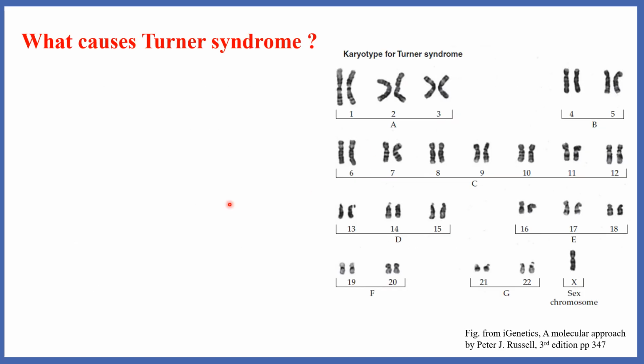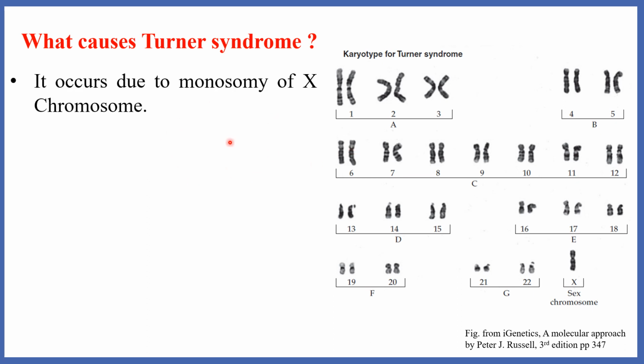Now we will discuss the cause of Turner syndrome. Turner syndrome occurs due to non-disjunction in meiosis, and that non-disjunction is responsible for causing monosomy of the X chromosome. Here in this diagram you can see the karyotype for Turner syndrome.